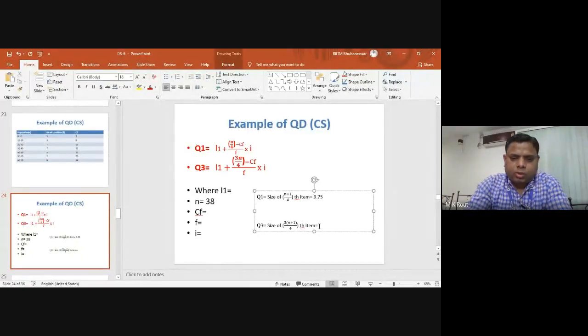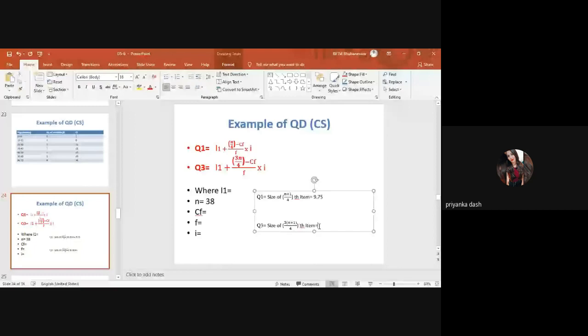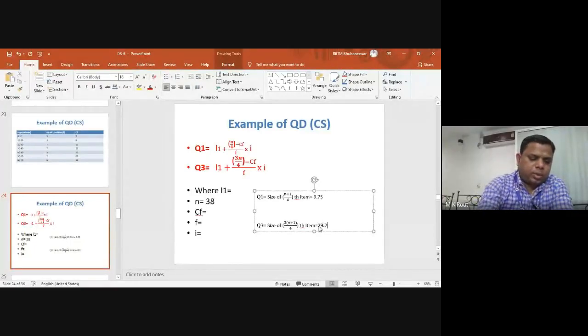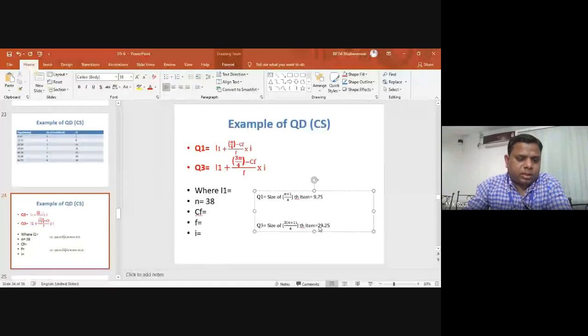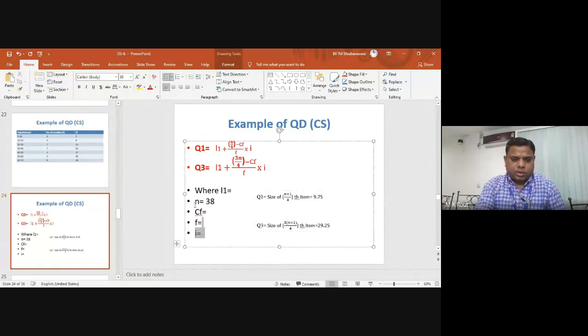Then move to calculate Q3 values, that is size of 3 into n plus 1 whole divided by 4th item. Just calculate that one. 29.25. 29.25 is lie in between which area? 60 to 70. So here your L1 is equal to 60, F is equal to 9, CF is equal to 29, N is equal to your 38, and I is 10. Calculate the quartile deviation and coefficient of quartile deviation.